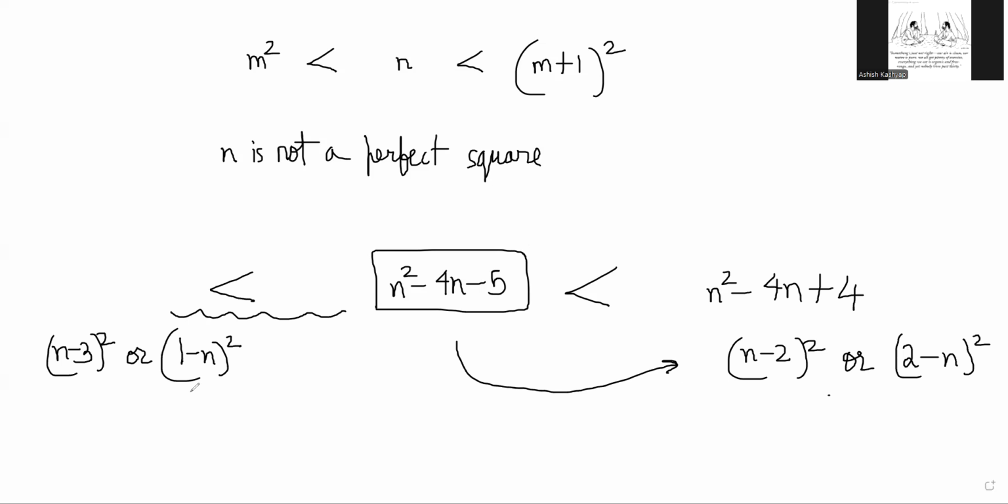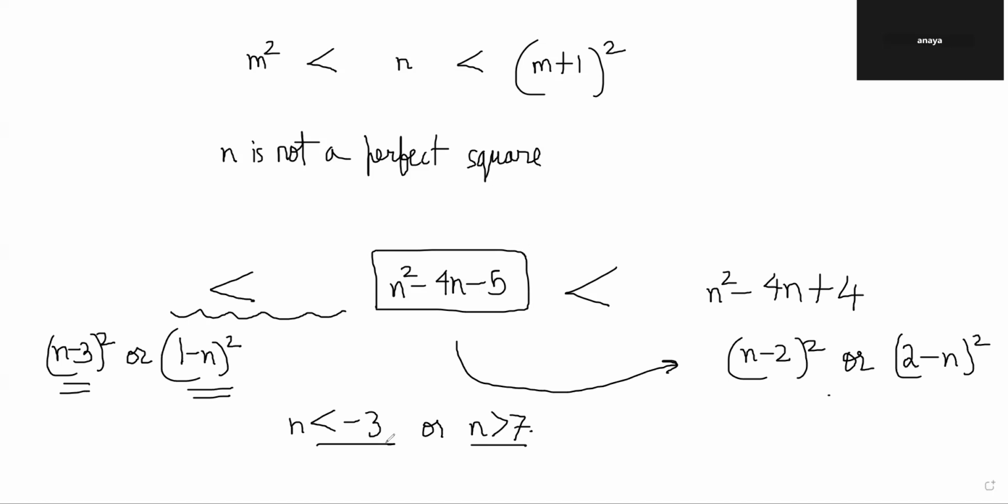So when we solved these inequalities, we got the condition n should be less than minus 3 or n should be greater than 7, right? Which means in those cases, this number won't be a perfect square. But we are left with only a small set of numbers other than those, for which it is a possibility that it could be a perfect square. We just test those and we found our 4 answers. Do you understand?